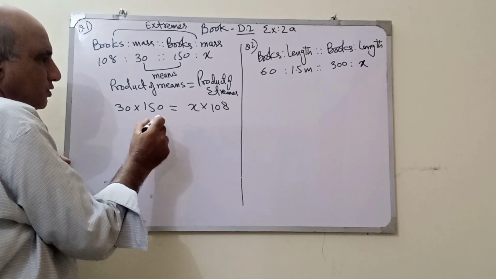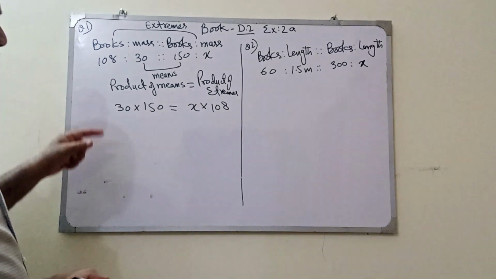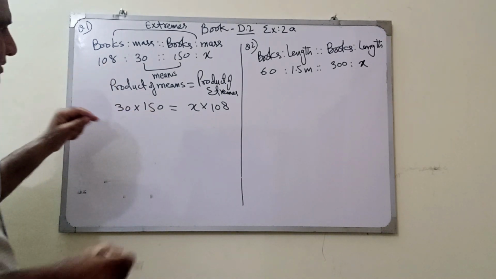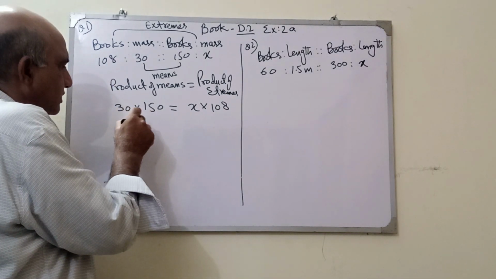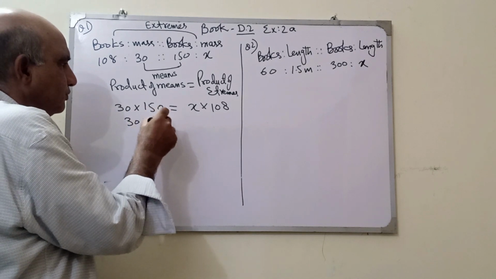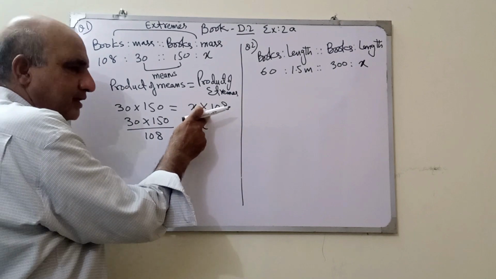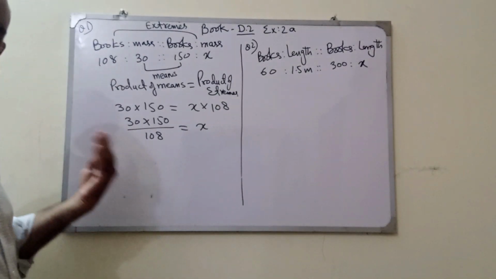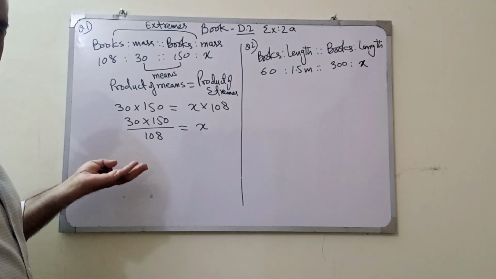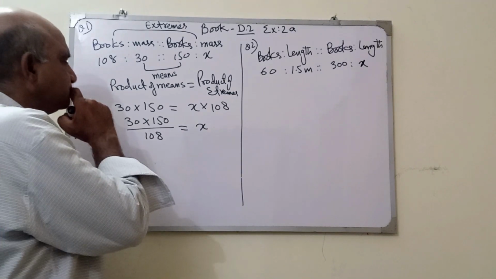It is very easy. What will be written here: 30 into 150 is equal to x into 108. Now we are going to find the value of x. So 30 into 150 divided by 108 is equal to x. Here x is multiplied, so when we take it to the other side, it will be divided, right?